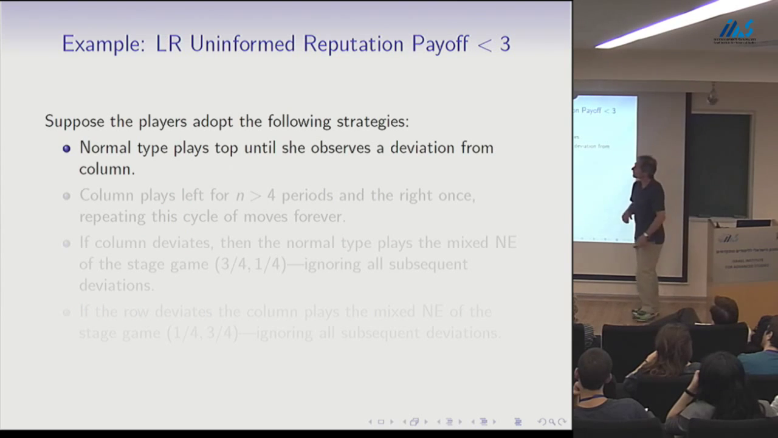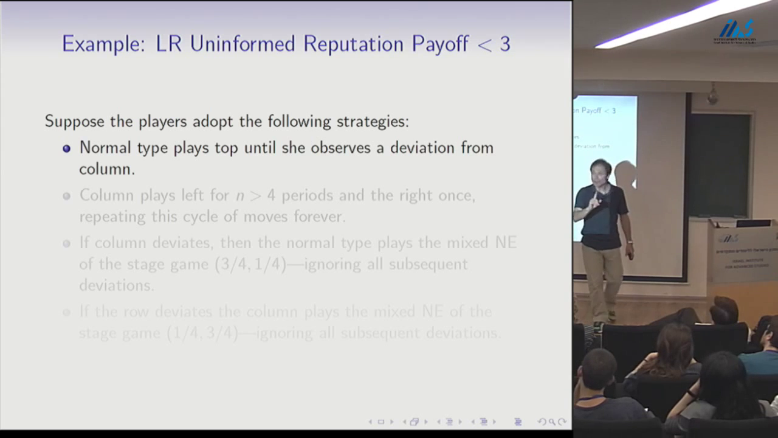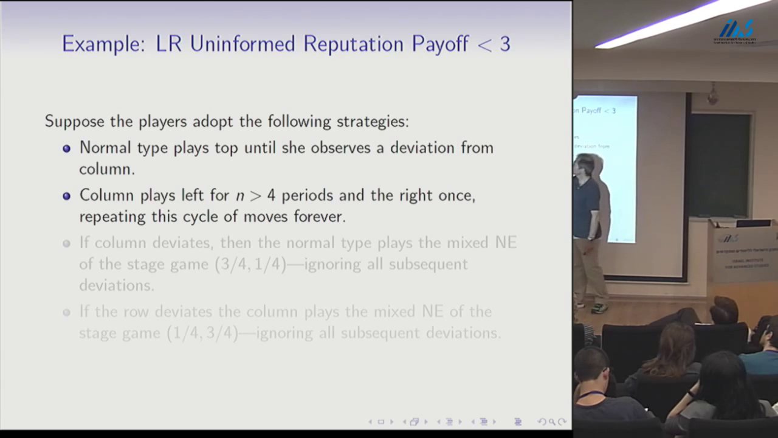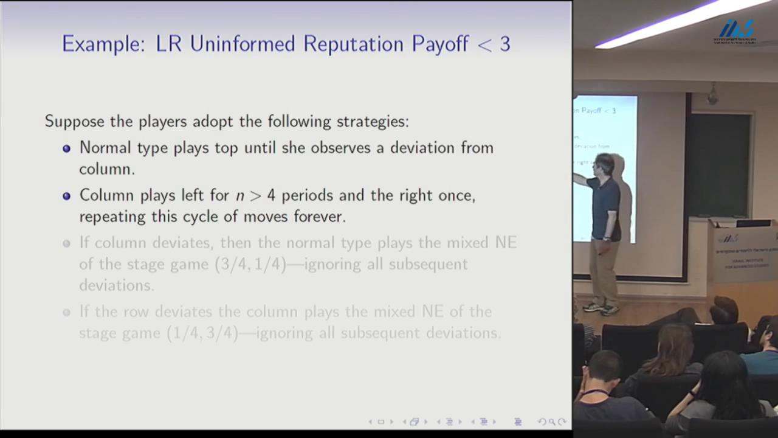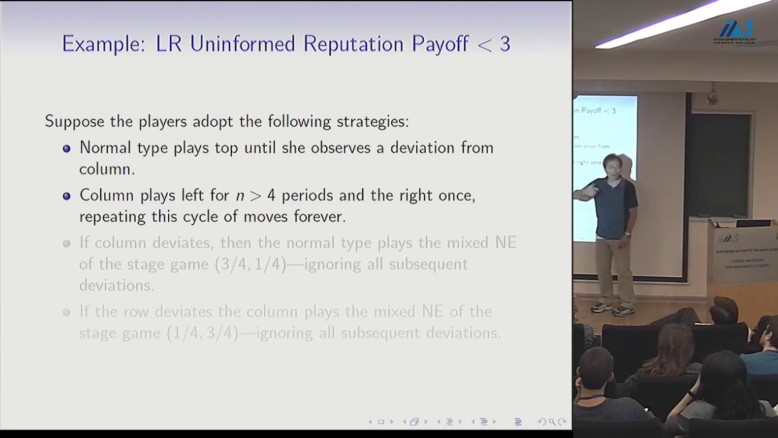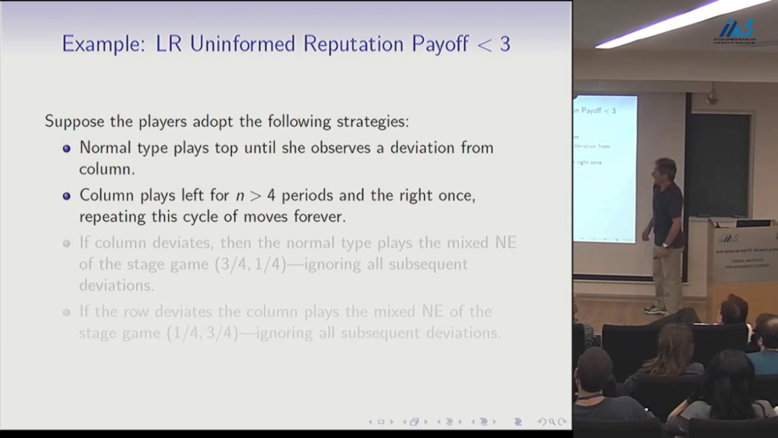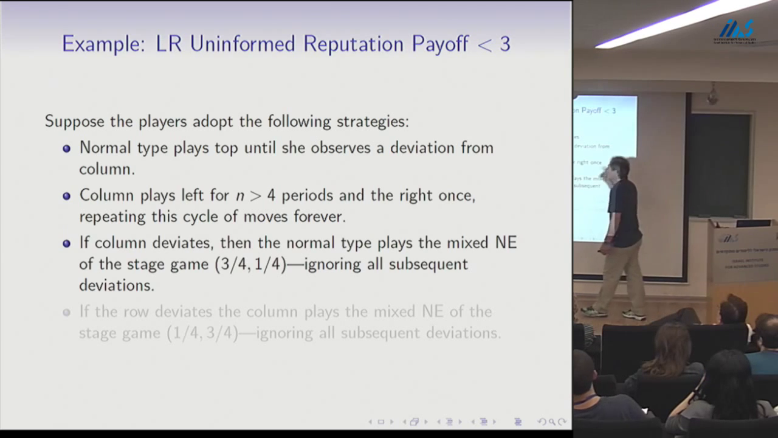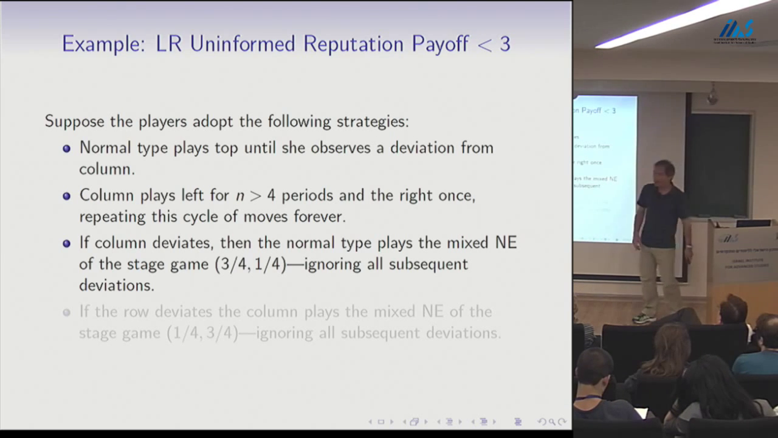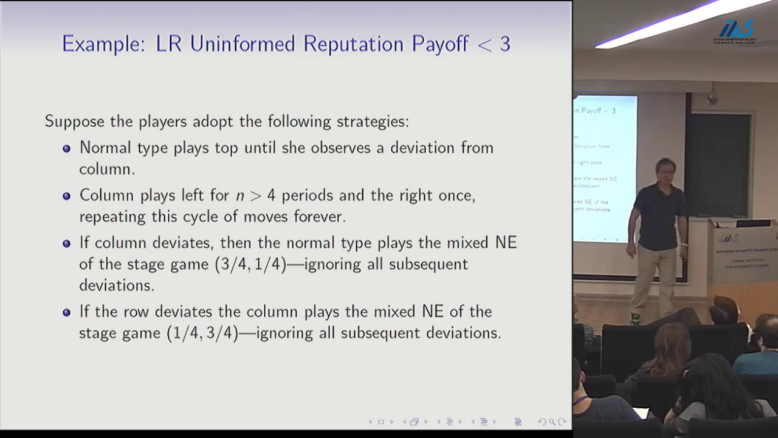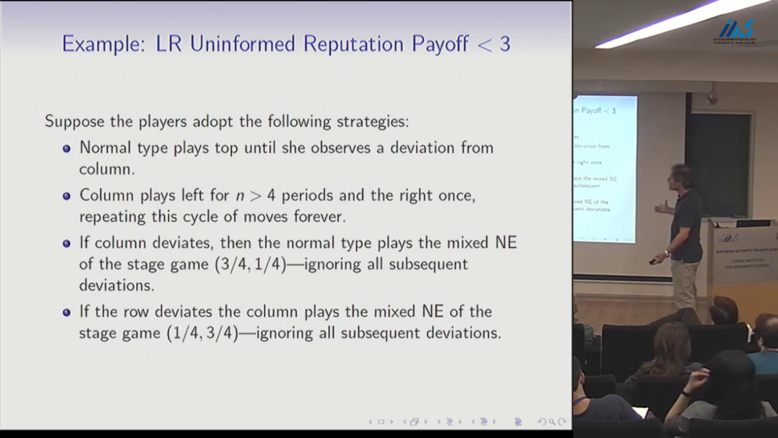So here are the strategies. The normal type is going to play top until she sees a deviation from the column player. The column player is going to cycle. In n periods, they're going to play best response and they get 3-1. And then every extra period, they play left and everyone gets nothing. And that goes on forever. If we observe a deviation, the normal type plays the stage game Nash equilibrium, 3/4, 1/4. And if the row deviates, then again the column player plays 1/4, 3/4, stage game Nash forever.